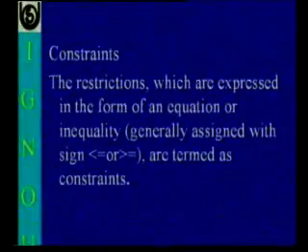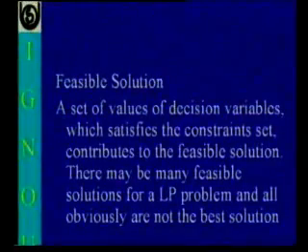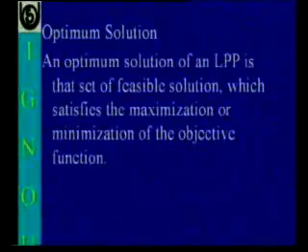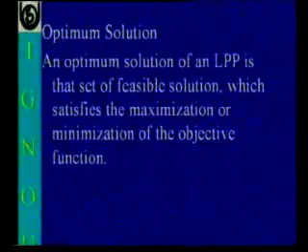For example, constraints are terms expressed as less than or equal to or greater than or equal to. Similarly, then we come to the feasible solution. After solving the LPP problem, we will find that there are many solutions. So these are the feasible solutions which are obtained through linear programming. But out of this, there will be only one solution which will be optimal, which will satisfy our objective function to maximize the profit or minimize the cost.